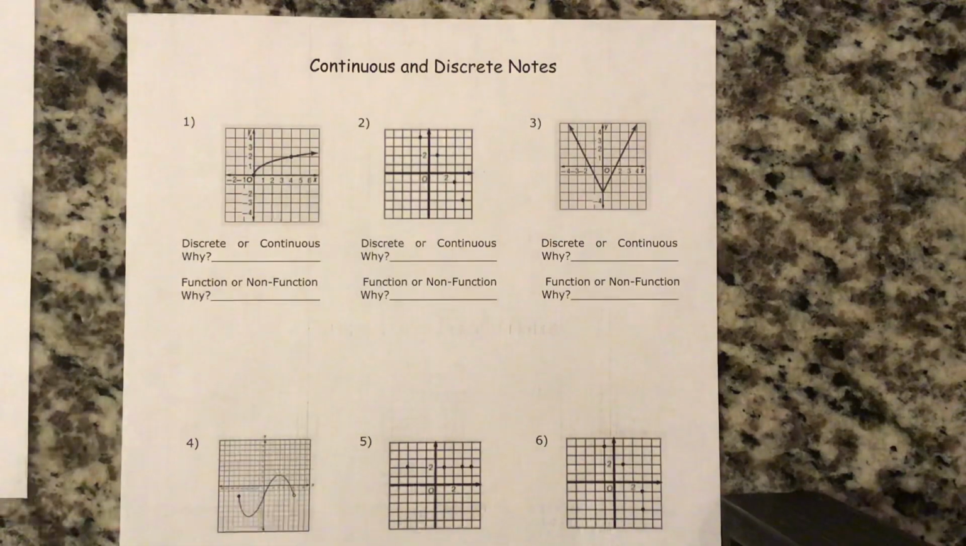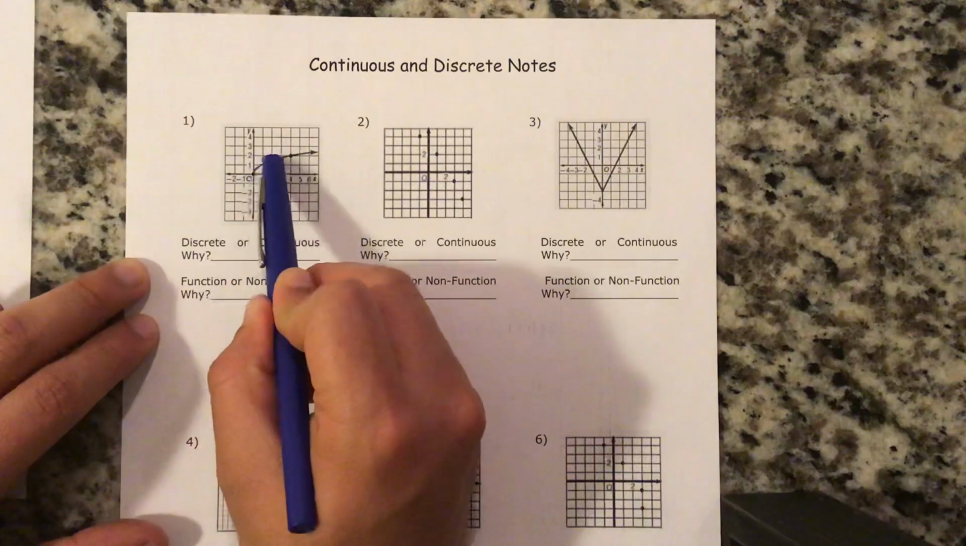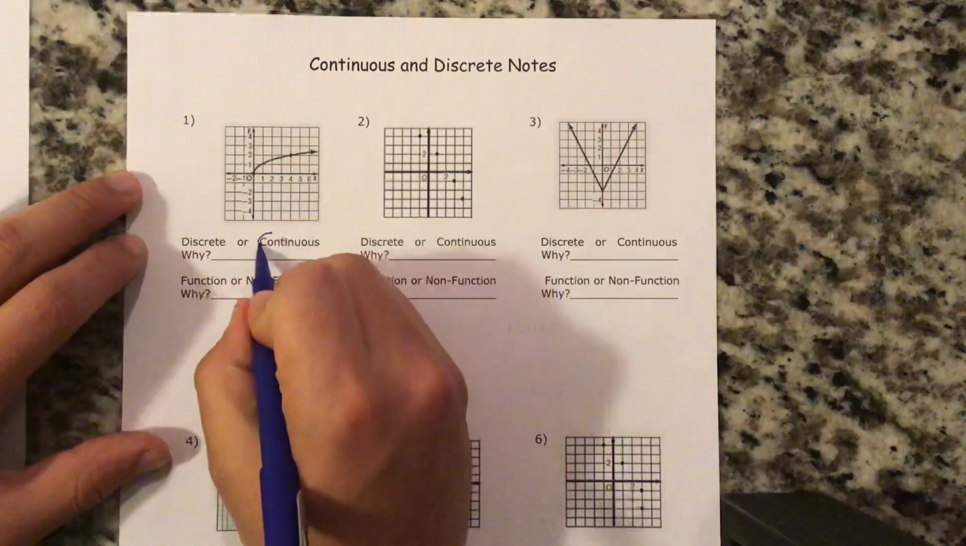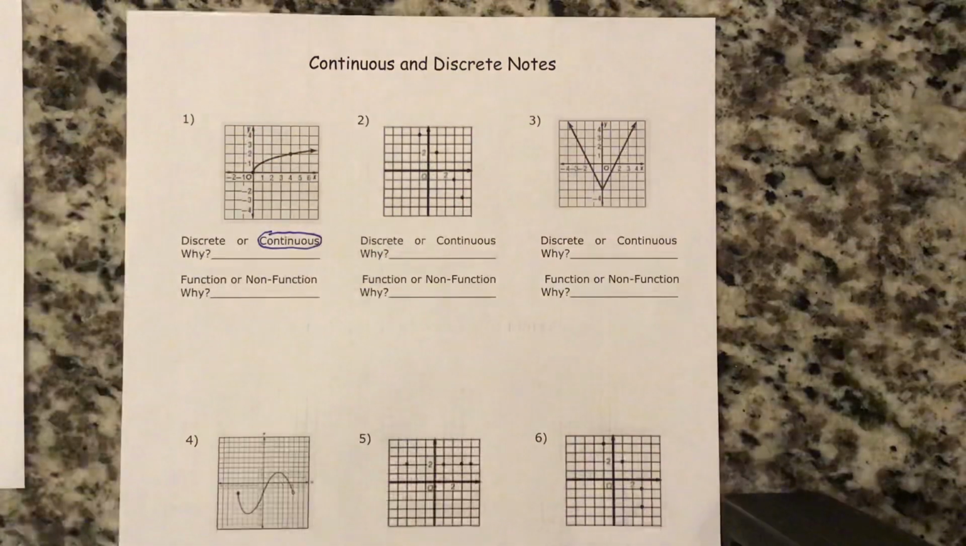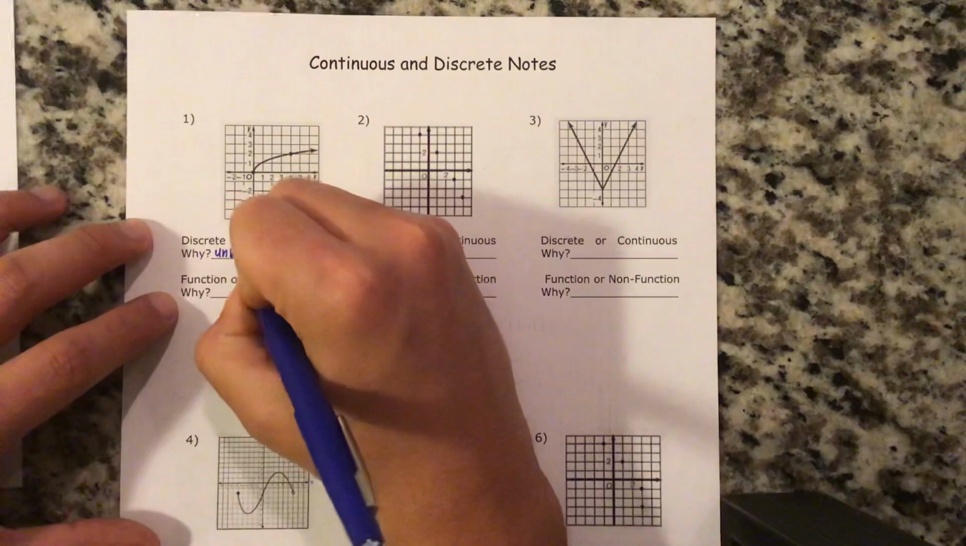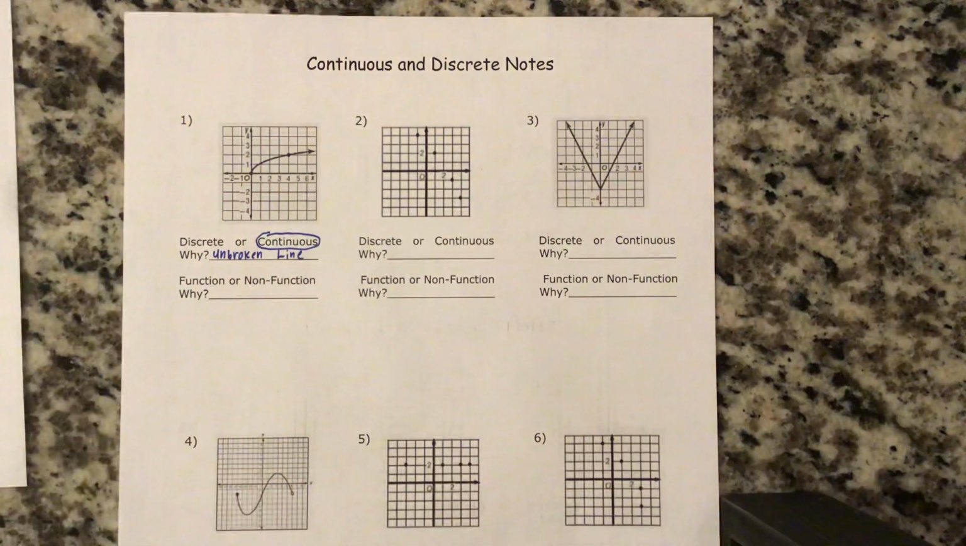So remember that we do the trick, right? We put our pen on one side. If I can go all the way to the end, it's continuous. So this graph is continuous. And the reason is because it's an unbroken line. Right? I can take my pen from one end to the next.